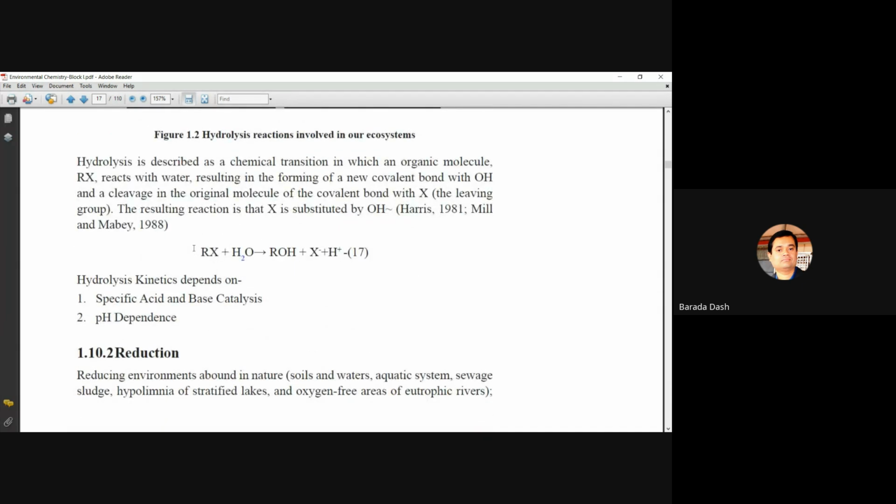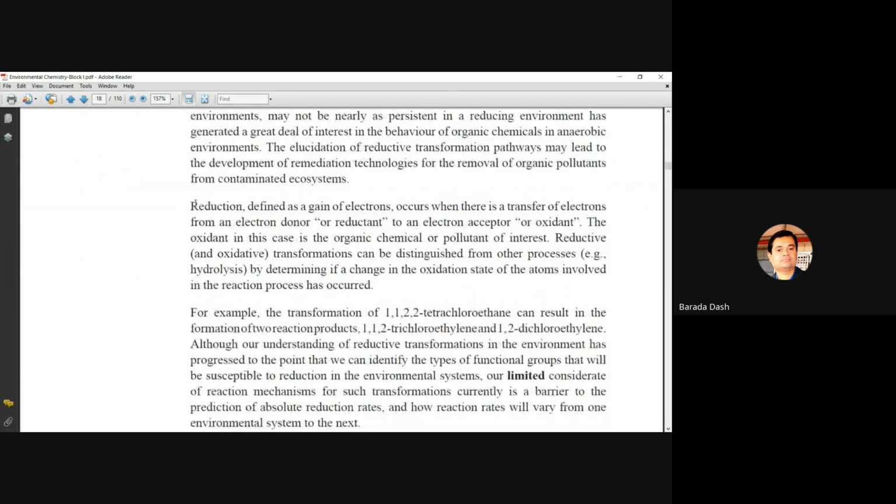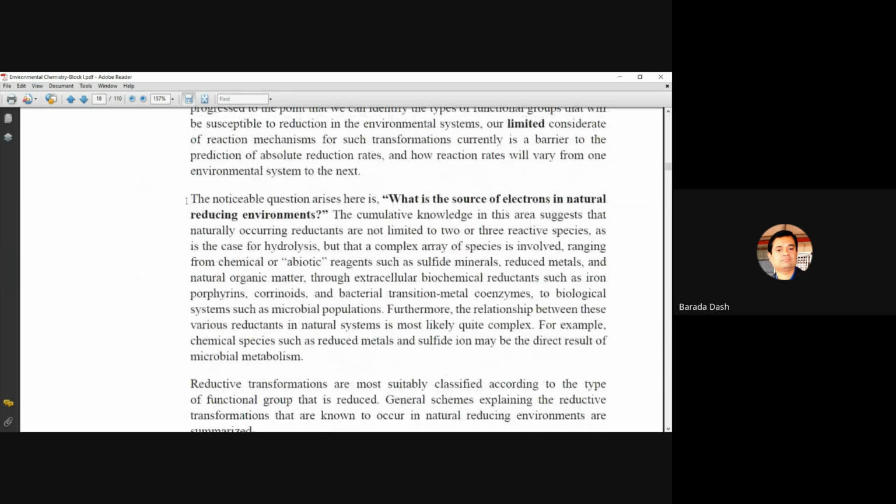Here you see RX plus H2O gives you ROH plus X minus plus H plus. Next, reduction, reducing environments. So what is that? That means in a process, what is the source of electrons in natural environments.